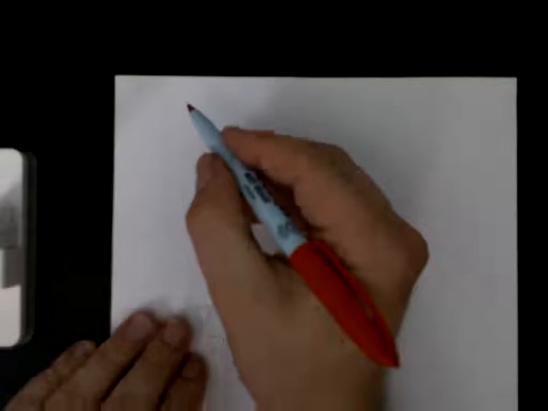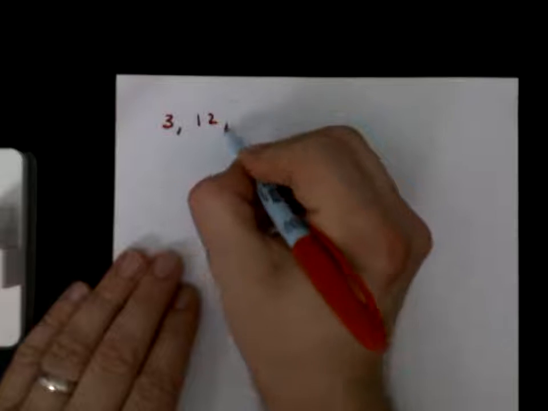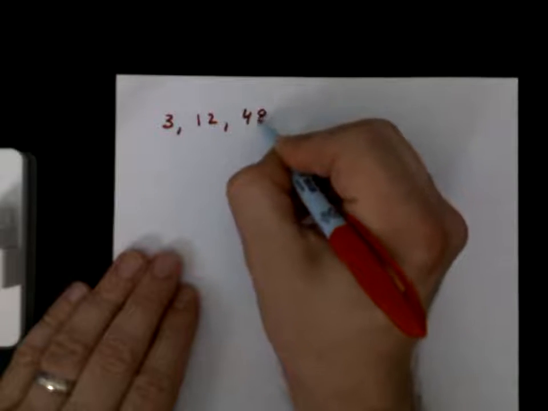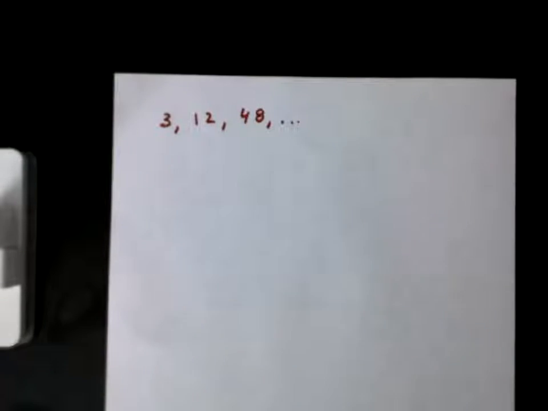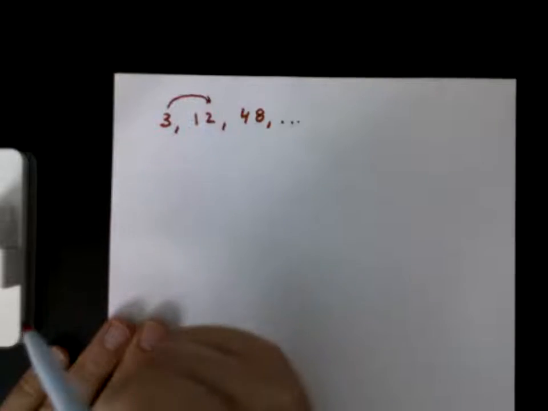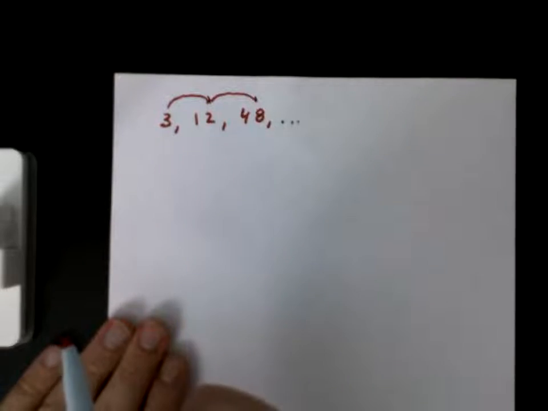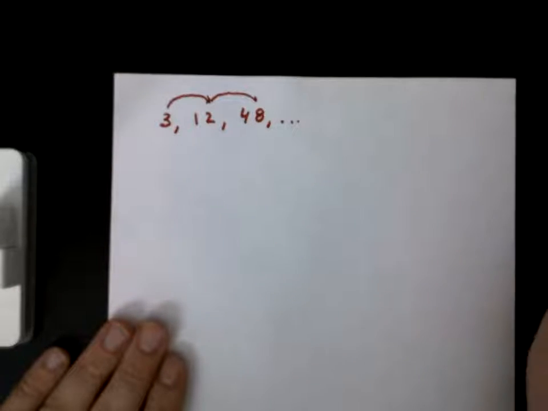So let's do a little pattern here. Let's do 3, 12, 48, and on. Now, here's a pattern. What I want you to do is a little discovery and ask, is there a pattern to get to here? Is there a pattern to get to the next one? To do that, you're probably thinking, okay, this could be some sort of pattern.